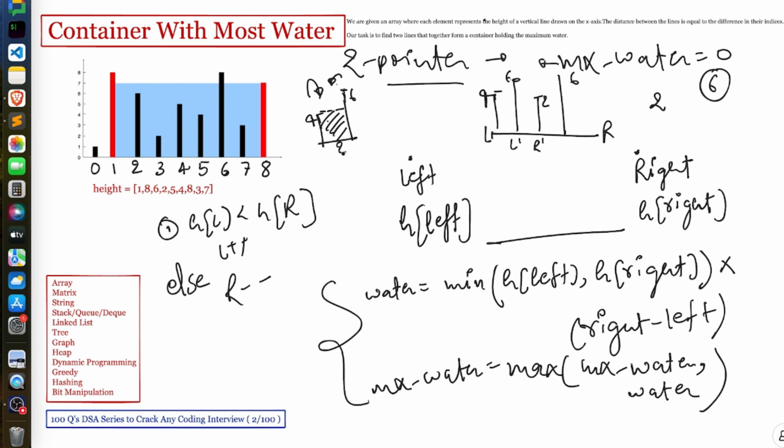So the complexity for this approach is order of n, because we are having two pointers, left and right, and in every step we are moving either the left pointer or the right pointer, based on the height, right? So yeah, let's look at the code now.